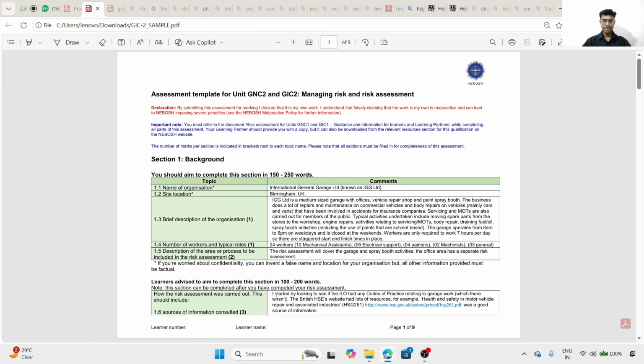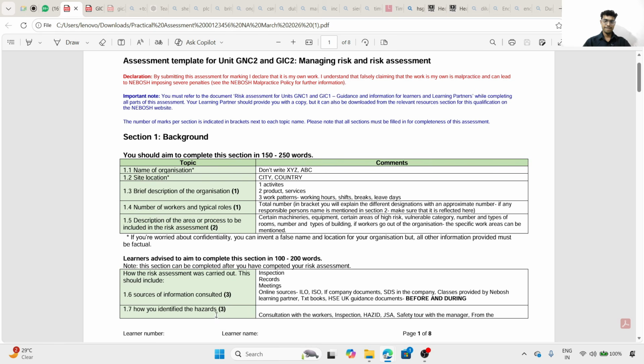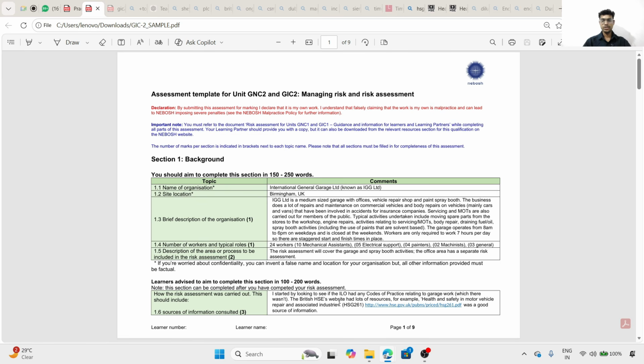So 1.6: all the sources of information that you have consulted shall be put over here. You can see consultation with the workers. Here you can see the inspections that you do, the records, meetings, online sources, before and during the particular time you are doing the assessment. So all such things you can mention over here.